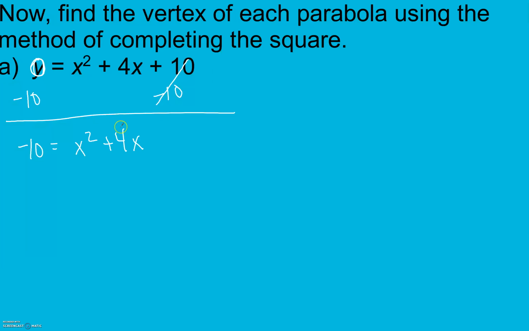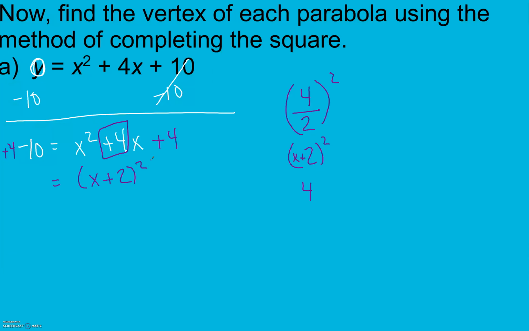Now, I'm going to take my b value, half it, and square it. 4 divided by 2 is 2, and when I square that, I get 4. And I have to add that to both sides, because whatever we do to one side, we've got to do to both. What that gives me then on the right side is a perfect square trinomial. So I can rewrite this as x plus 2 squared.